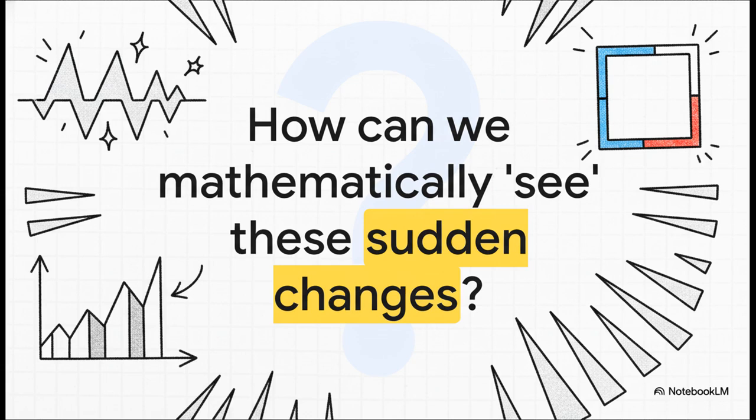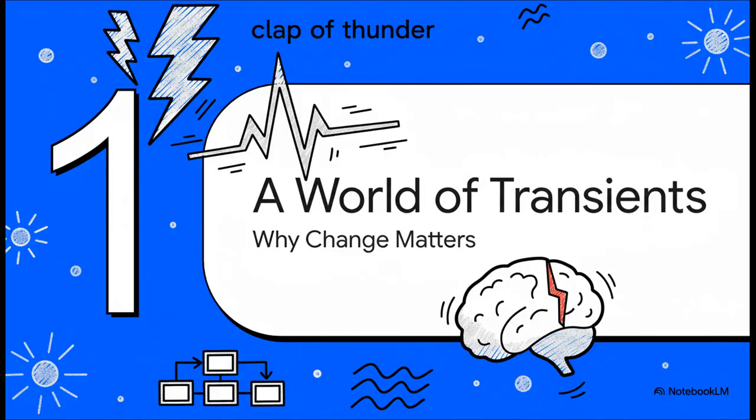So, that leads us to the real challenge here. How can we build a tool, a mathematical one, that can actually see these sudden changes? That's really the quest we're on in this explainer. We're looking for a tool that's sharp enough to analyze these super fleeting but incredibly important moments in any kind of signal. Okay, first things first, we've got to understand this world of transients.